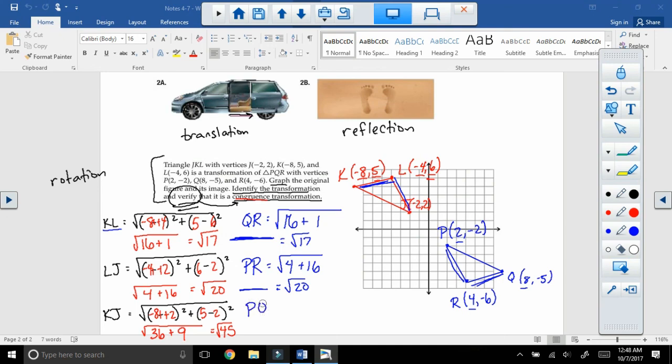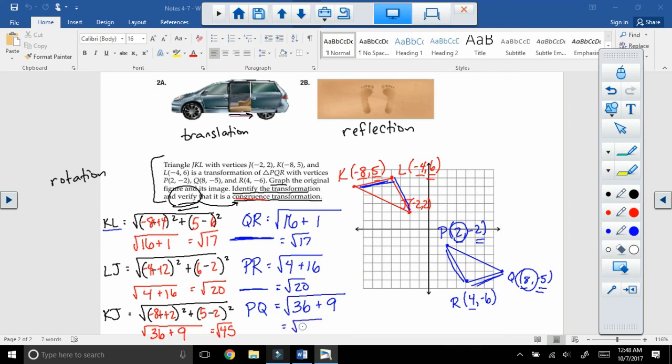And the last one is PQ. The distance between those x values, 2 and 6 is 6. Or I'm sorry, 2 and 8 is 6. I misspoke there. That squared is 36. And the distance between those y values, -2 and -5, is 3, and 3 squared is 9.